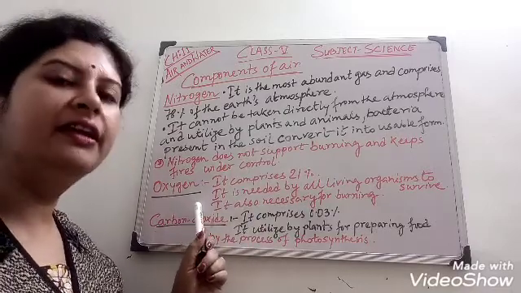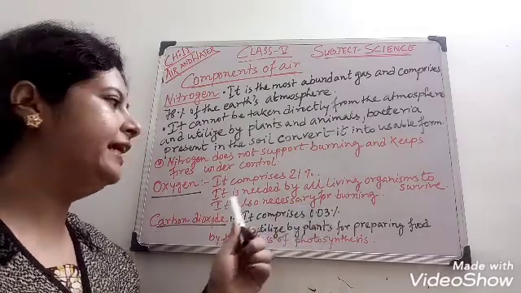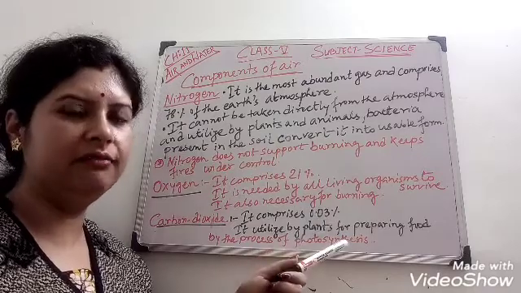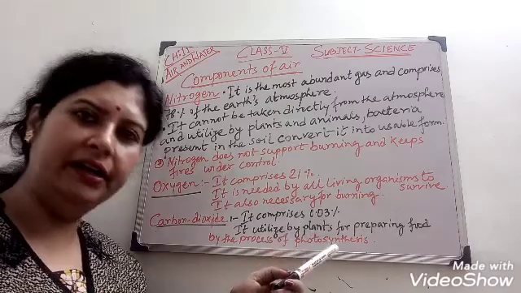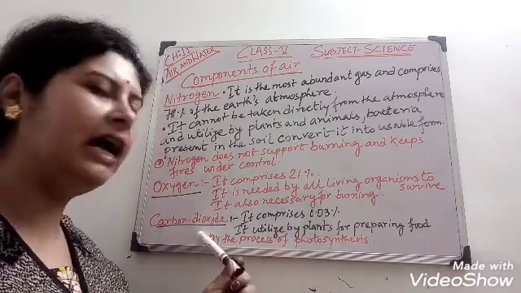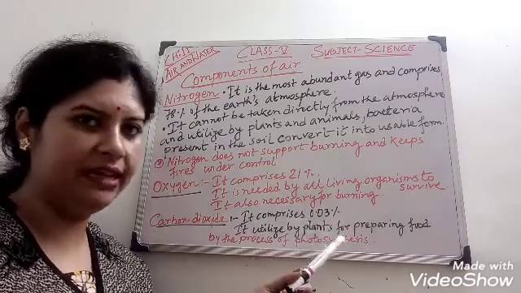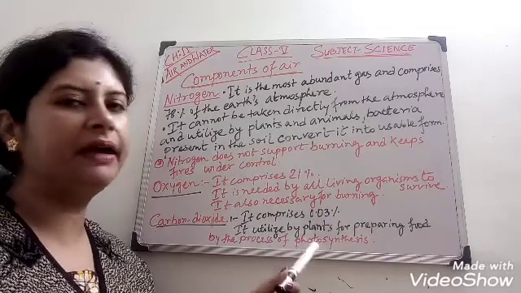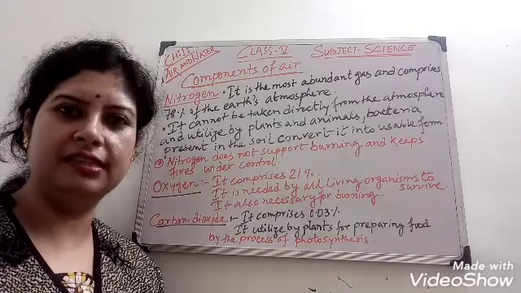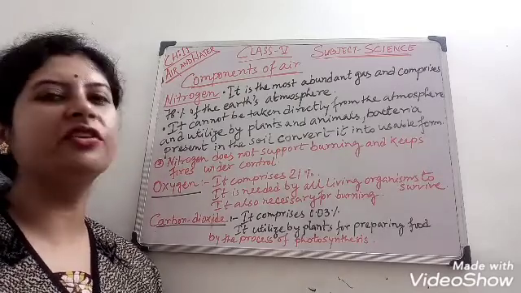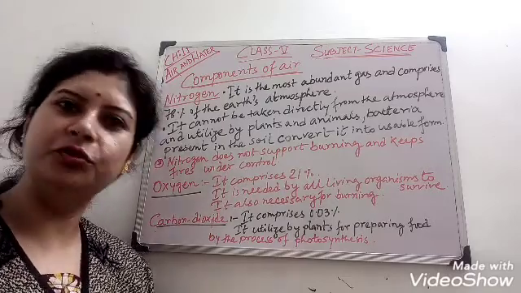Next, oxygen. It comprises 21% of the Earth's atmosphere. It is needed by all living organisms for their survival, and it is also necessary for burning. Clear? Next, carbon dioxide. It comprises only 0.03%. It is utilized by plants for preparing their food in the process of photosynthesis. Hope this component of air, or the whole topic of air, is clear to you all.